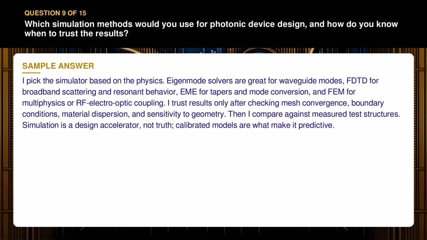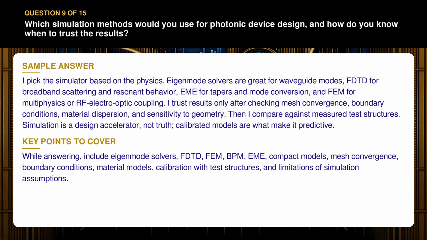I trust results only after checking mesh convergence, boundary conditions, material dispersion, and sensitivity to geometry. Then I compare against measured test structures. Simulation is a design accelerator, not truth. Calibrated models are what make it predictive. While answering, include eigenmode solvers, FDTD, FEM, BPM, EME, compact models, mesh convergence, boundary conditions, material models, calibration with test structures, and limitations of simulation assumptions.